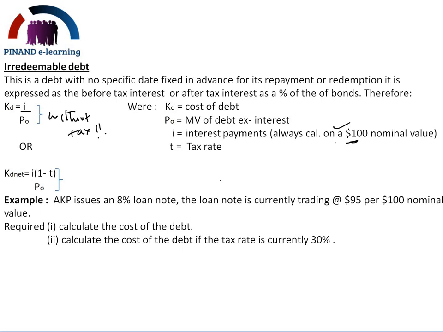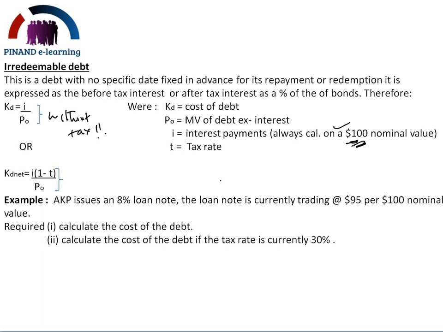So if it's a 10% coupon or 10% interest, for example, you're saying AB Co issued a 10% loan note. It means 10% multiplied by 100. That gives you $10. That becomes I, not 10%. If you put where you're supposed to have I, you express percentage, i.e. 0.10, your answers will be totally wrong. It is in monetary terms. So 10% times 100, whatever percentage they give you, multiply it by 100. It's always calculated on $100 nominal value.